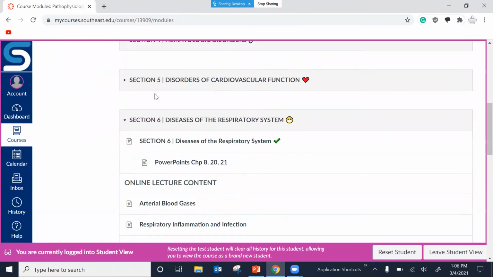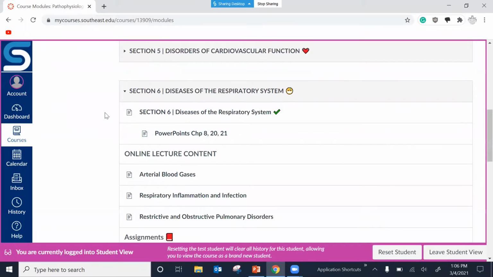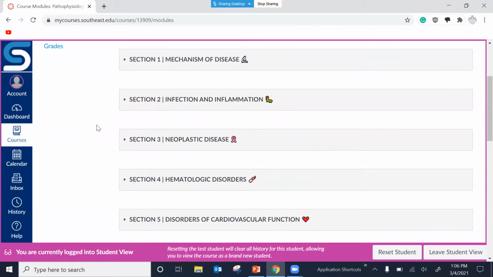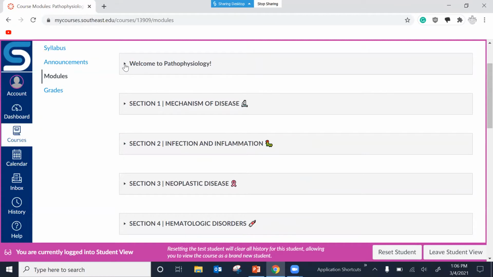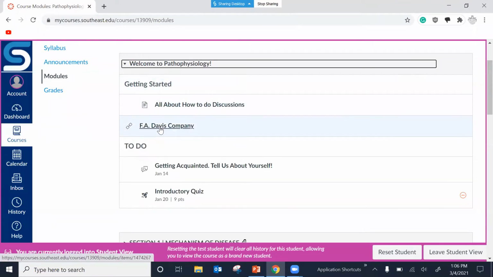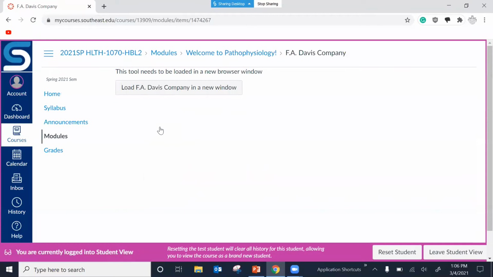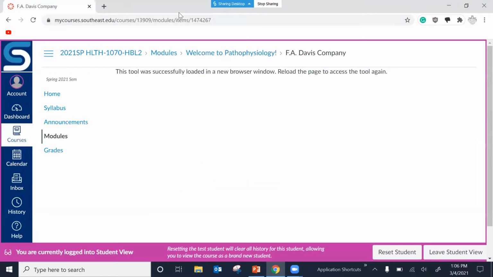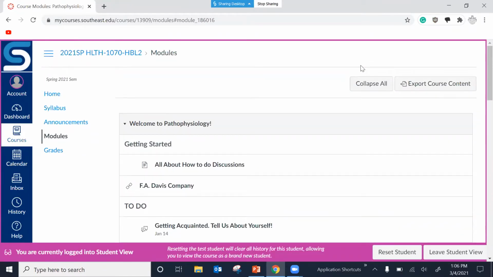For you guys that are keeping up on your Davis modules, which everybody's doing a great job of, you may have noticed, I'm going to go out to FA Davis. There's not a lot left in this class. We're well, oh, that's not going to let me because I'm in student view, but there's not a lot left on those Davis Advantage modules. So that's pretty exciting.